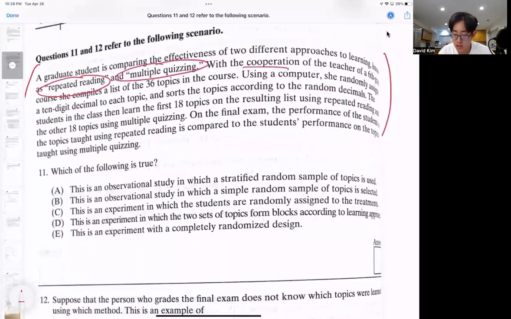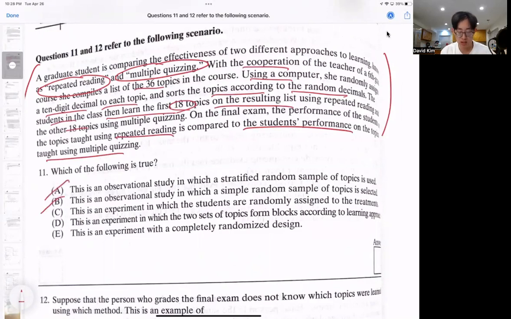With the cooperation of the teacher of a 6th grade course, she compiles a list of 36 topics. Using a computer, she randomly assigns a 10-digit decimal to each topic and sorts the topics according to the random decimals. The students in the class then learn the first 18 topics of the resulting list using repeated reading and the other 18 topics using multiple quizzing. On the final exam, the performance of the students is measured, comparing the topics taught by multiple quizzing versus repeated reading. So which of the following is true?